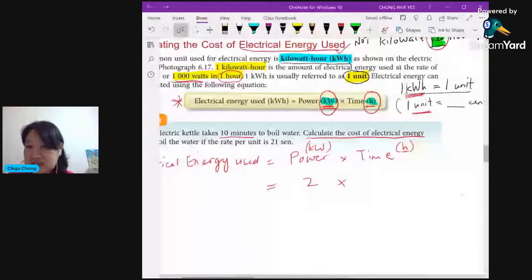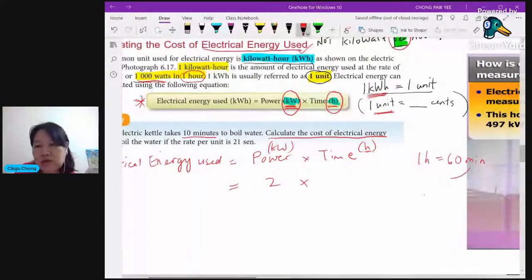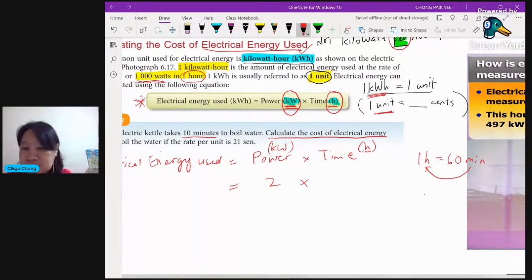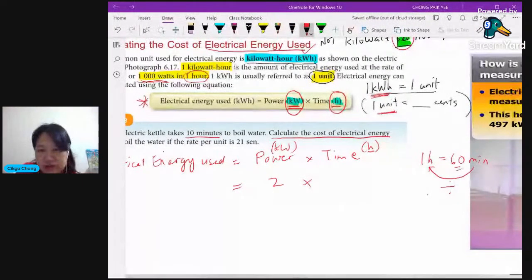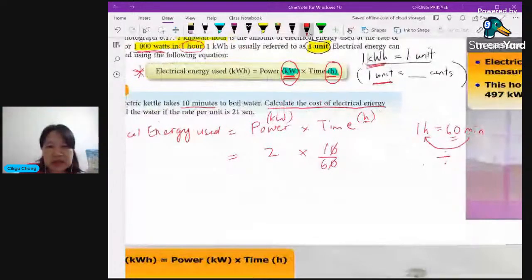Now, if I want to convert my minutes into hours, look at what I wrote here. Minute change to hour. What I need to do, times or divide? Yes, correct. You have to divide by this number. So you take your 10, given as 10 minutes, and you just divide by 60. That's all. Cancel off your zero before you punch so many numbers in the calculator. So it becomes 2 over 6. Isn't it? 2 over 6, you make it into a smaller number, it is 1 over 3.